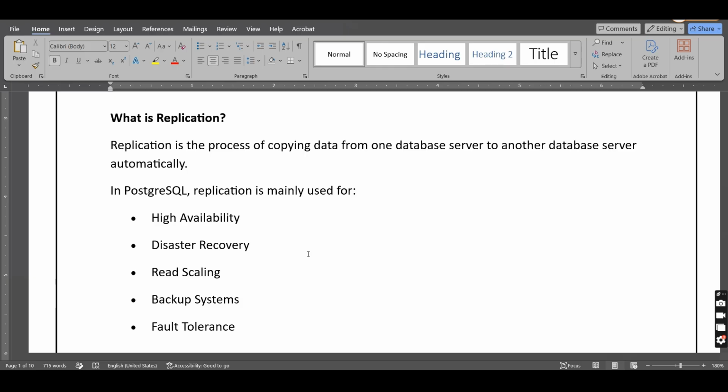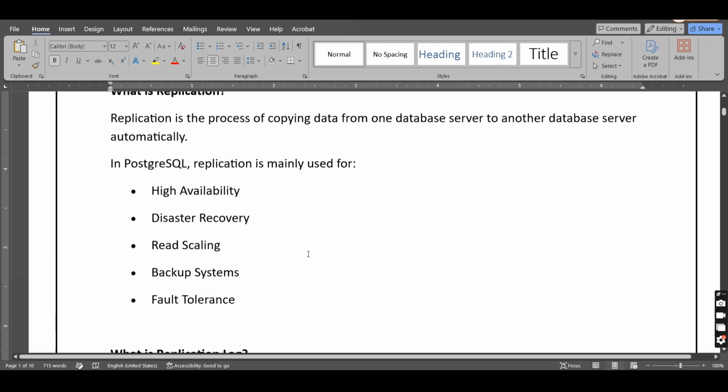These are a few of the main cases where replication is useful. So this is how important replication is in database systems.